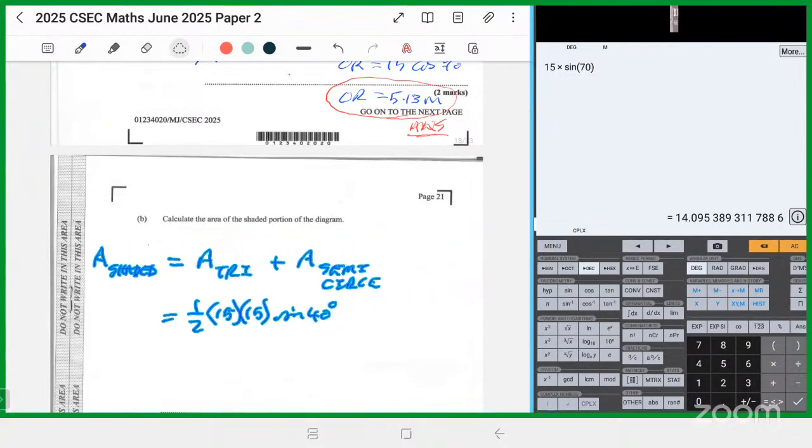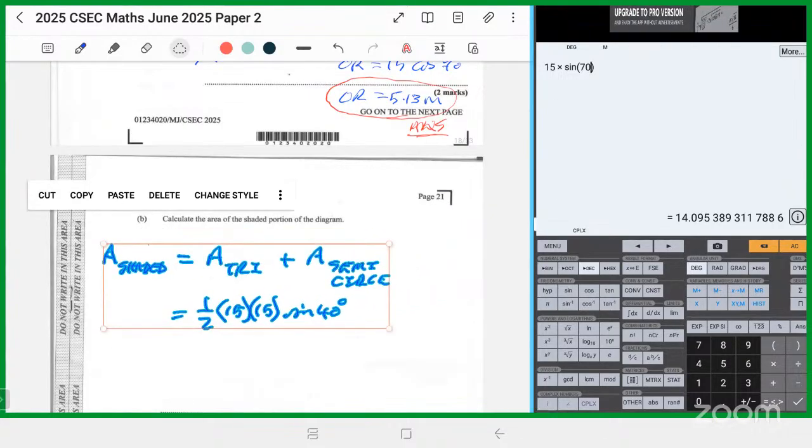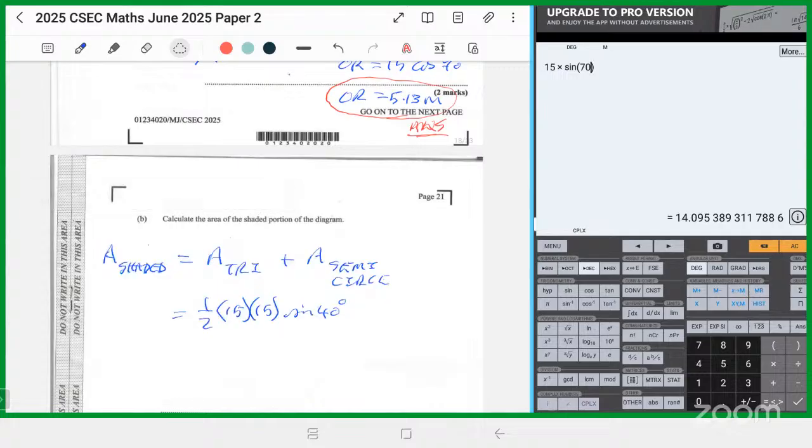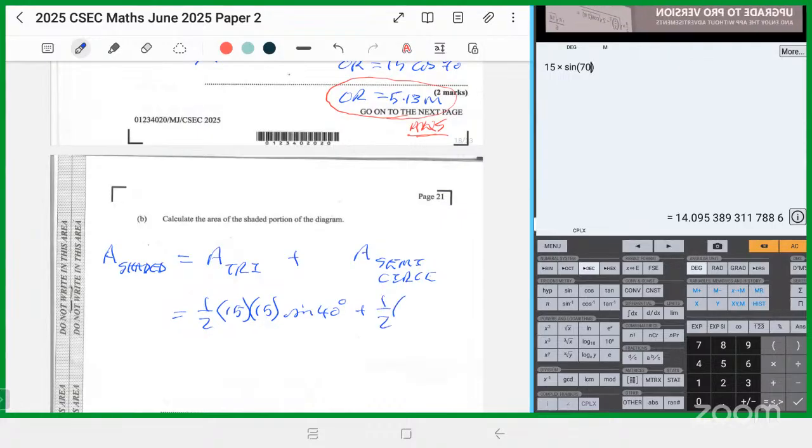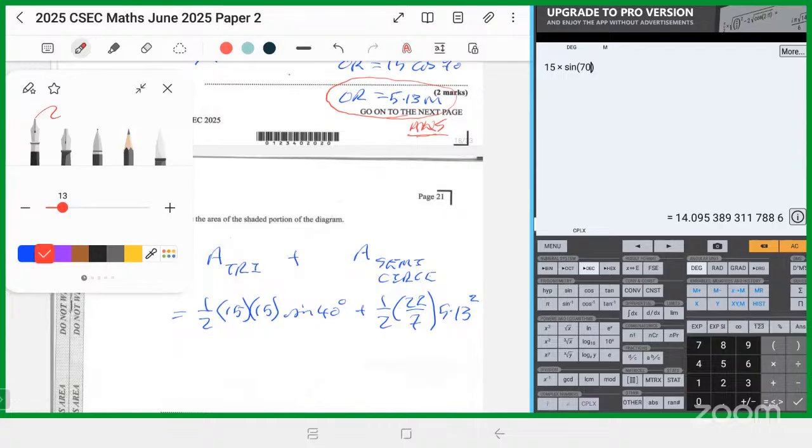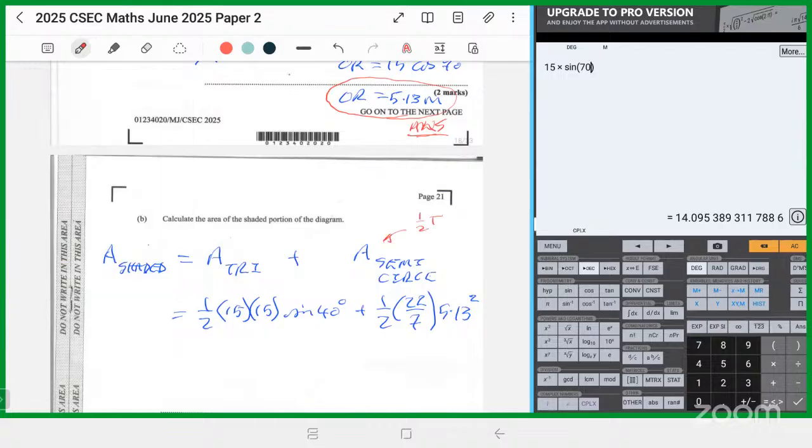Let's shift this over as well. And then the area of the semicircle is basically just half of pi r squared. So I'm going to add half of pi, which is 22/7, and the radius that we got, 5.13 squared. So this is half of pi r squared.